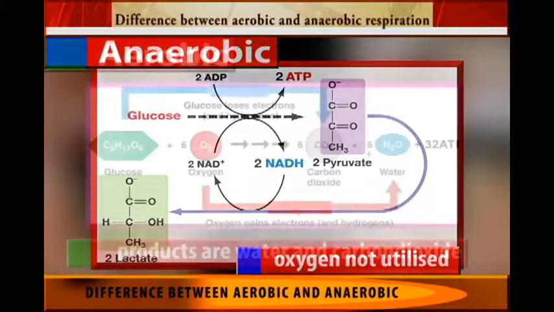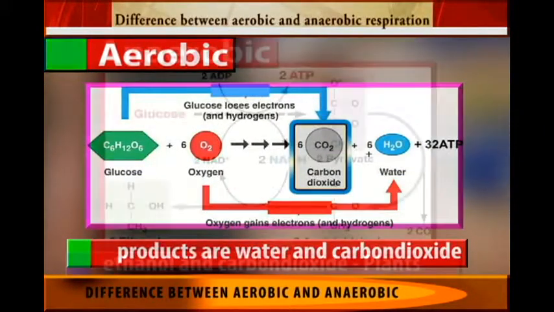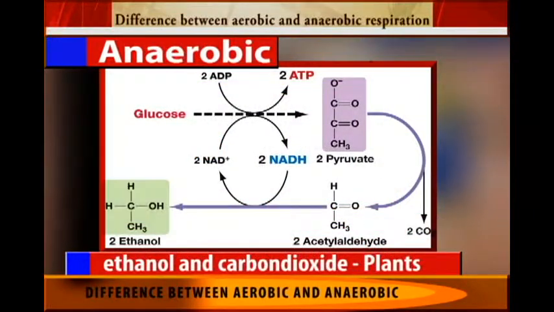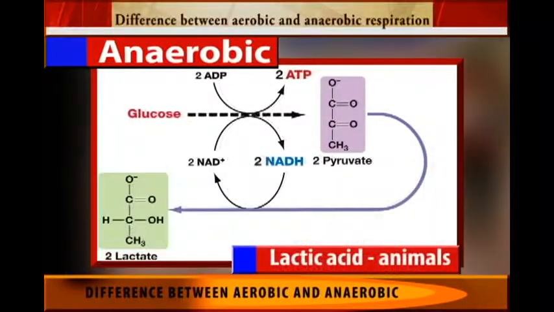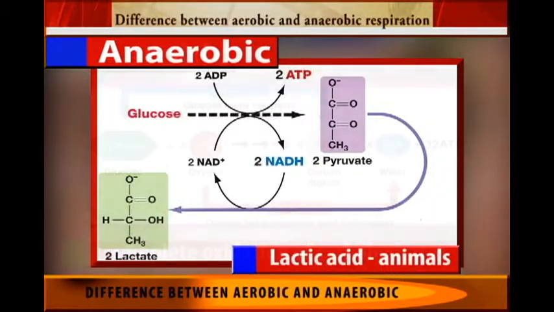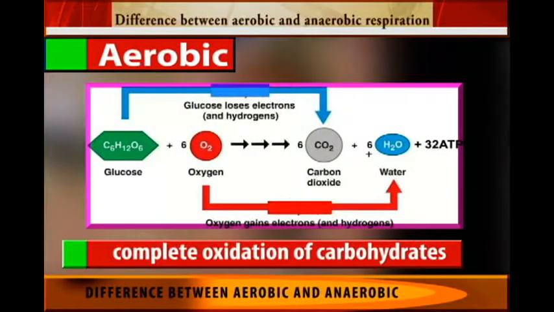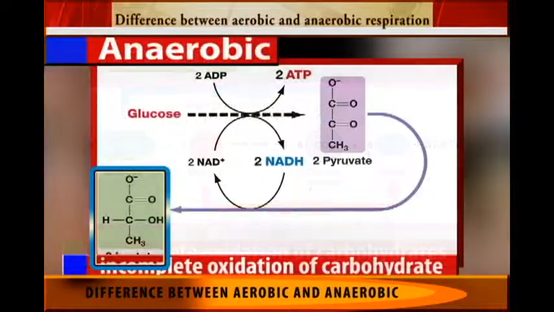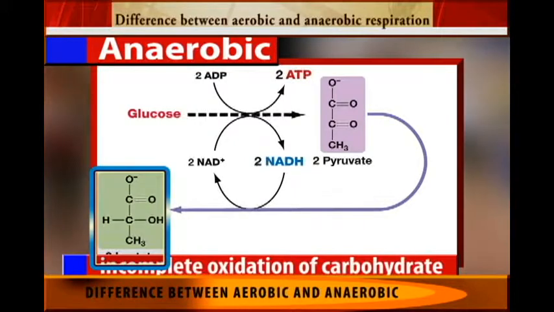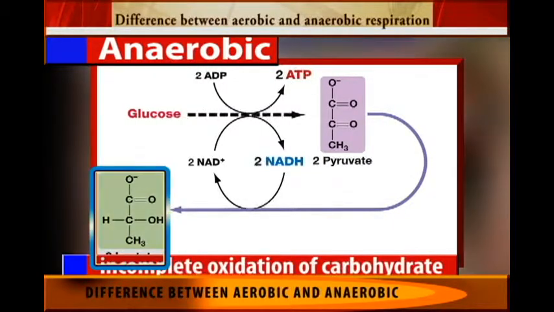The products are water and carbon dioxide in aerobic respiration, and the products in anaerobic respiration are ethanol and carbon dioxide in plants, while lactic acid in animals. And then when you look at the complete oxidation of carbohydrates to carbon dioxide and water, there is incomplete oxidation of carbohydrates in anaerobic respiration to intermediate compounds like lactic acid.